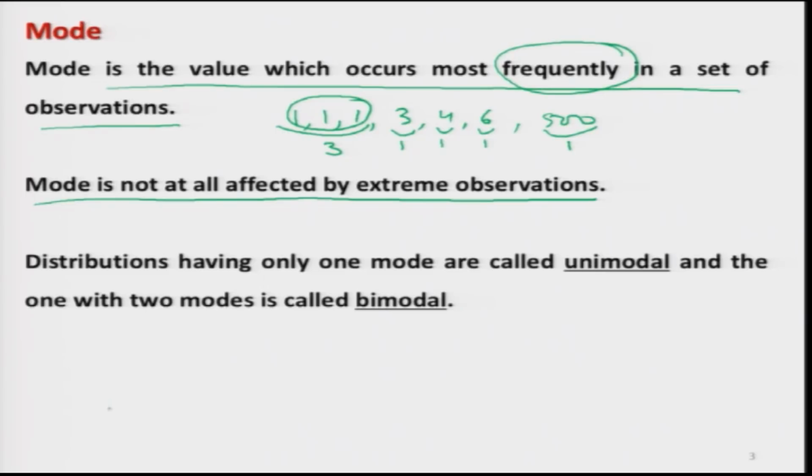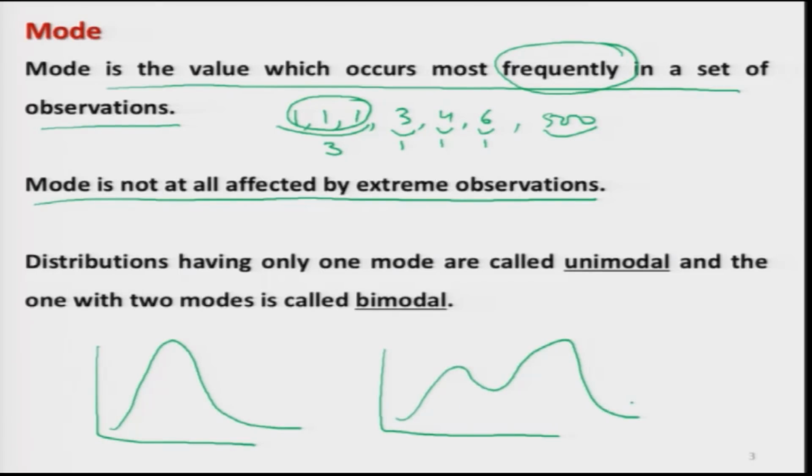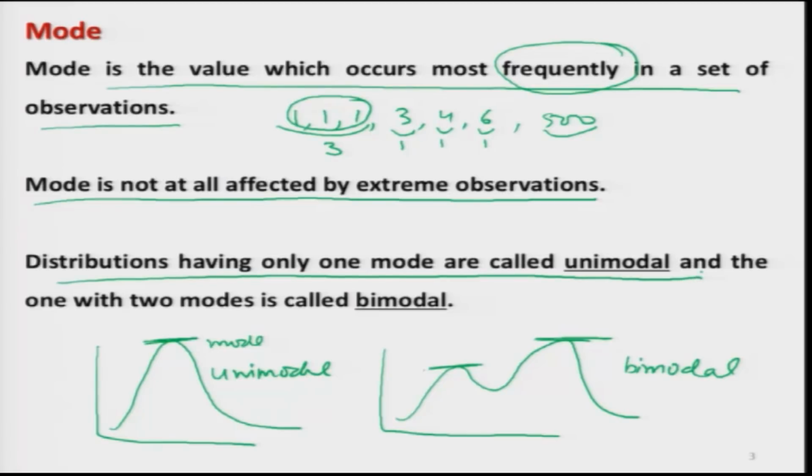And if you plot the frequency curve, suppose I have these two types of frequency curve, one like this and another like this. You can see that here there is only one mode, but here, although the mode is only 1, there are 2 peaks. We call such a distribution bimodal, and the first case is called unimodal. So, all distributions having only one mode are called unimodal, and all those distributions which have 2 modes are called bimodal.